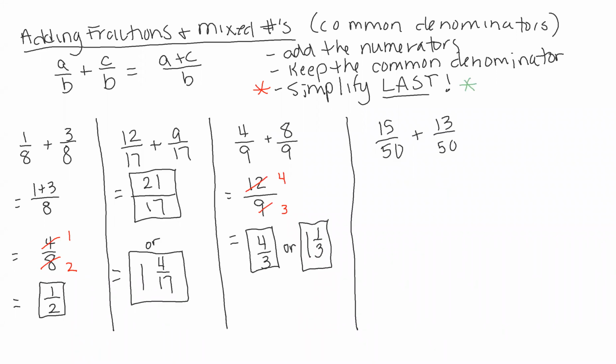Instead, we add our numerators. 13 plus 15 is 28. My denominator is going to stay the same. And then I want to reduce 28 over 50. So you want to look for any common factor. If you get the greatest common factor, that's awesome. If not, you keep dividing until you get it reduced. Here, 28 and 50 are both divisible by 2 because they're both even. So 28 divided by 2 is 14. 50 divided by 2 is 25. 14 and 25 have no common factors, so we're reduced.